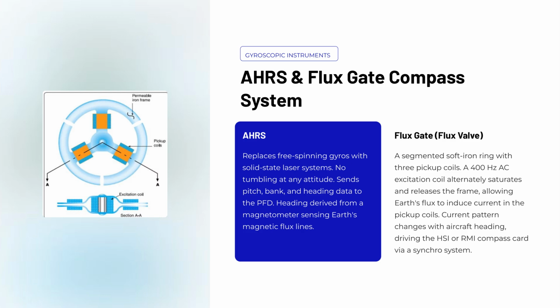This changing current pattern is then transmitted through a synchro system to drive the compass card on the HSI or RMI. Together, the AHRS and flux gate provide highly accurate, reliable attitude and directional information to the flight crew.